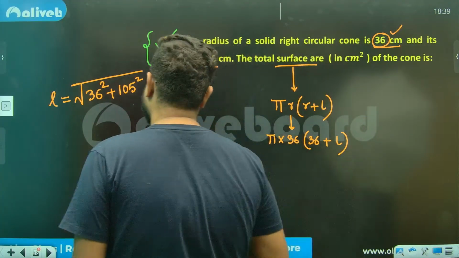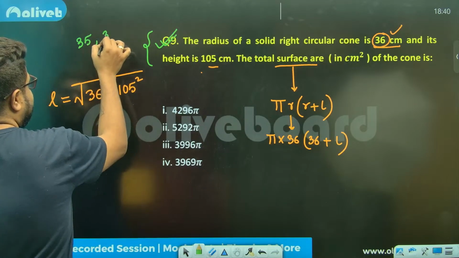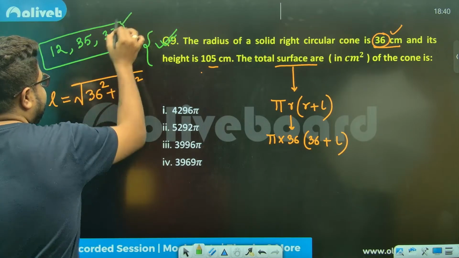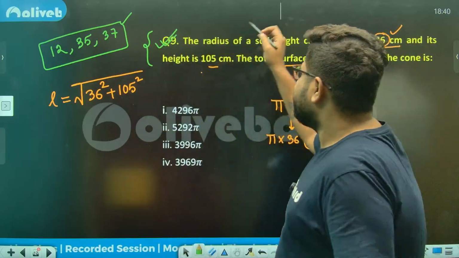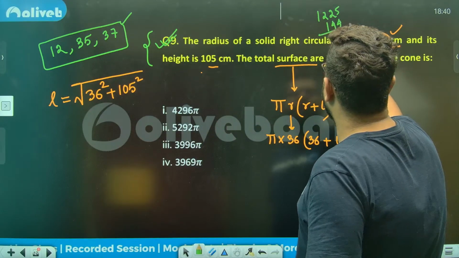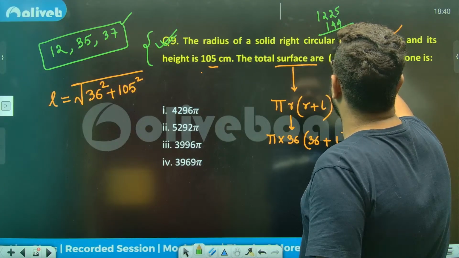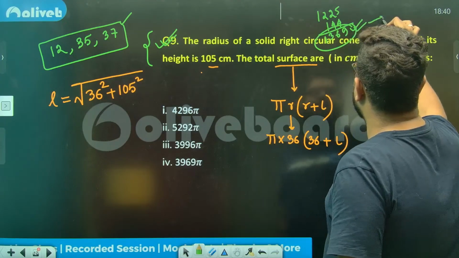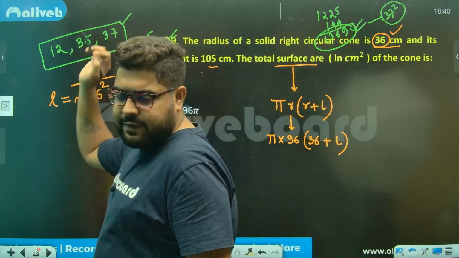Sir, look, 35, 37 and 12. This is a triplet, sir, remember? You guys remember? And you can check, sir. 35 squared is 1225 and 12 squared is 144, so the sum is 1369. That's 37 squared. Correct? So this is 12, 35, 37.